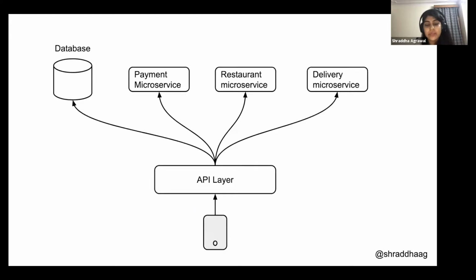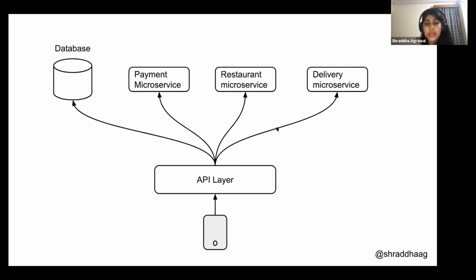So let's take a very basic initial look at this problem. Let's say a user makes a request, that is, they make an order, and the order request goes to the API layer. The order validation happens here, and then once that is done, it will go to the payment microservice and ensure that the payment is made, and so on and so forth. It will then go to the restaurant microservice to make sure that the order is accepted, and then it will go on to the delivery microservice to make sure that a delivery agent is assigned.